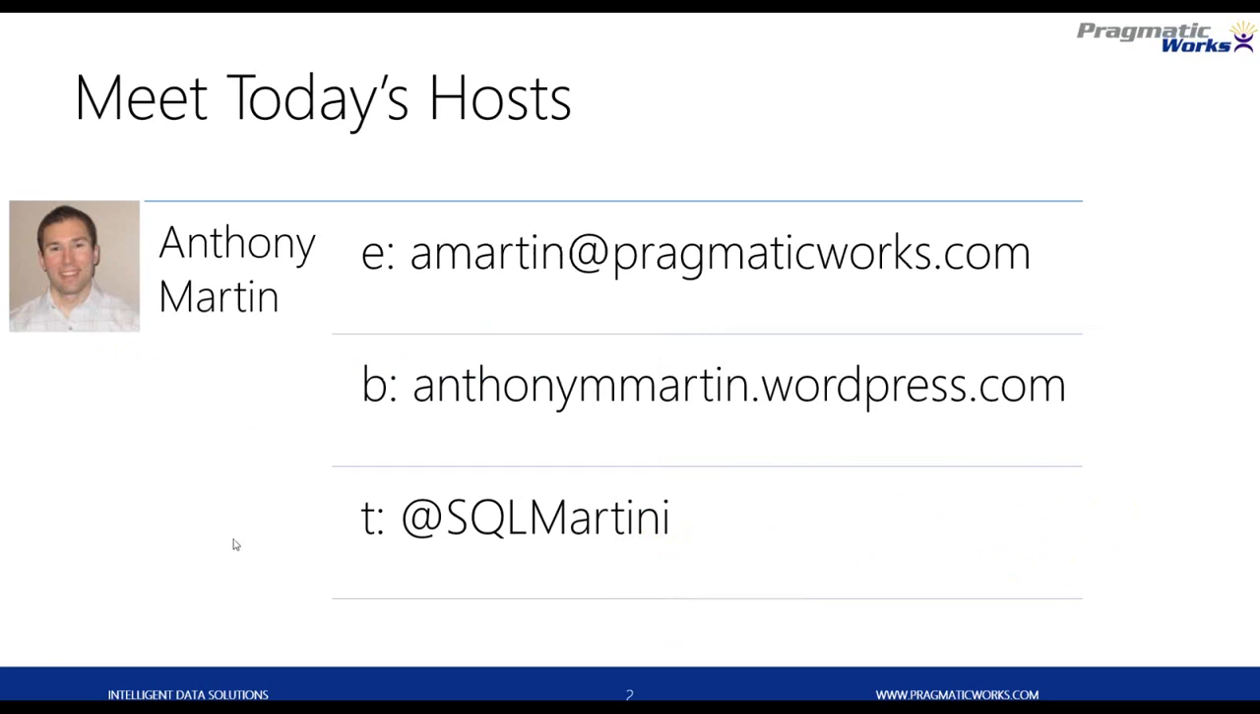Let me just quickly introduce myself. My name is Anthony Martin, and at Pragmatic I work in the role of a solutions architect. My responsibilities fall under helping our clients and customers optimize and make the most out of their investments in the Microsoft Data Platform. In helping them do that, we cover a wide variety of features and functionalities on the Microsoft Data Platform, everything from architecture and availability to performance tuning to enterprise business intelligence and predictive analytics.